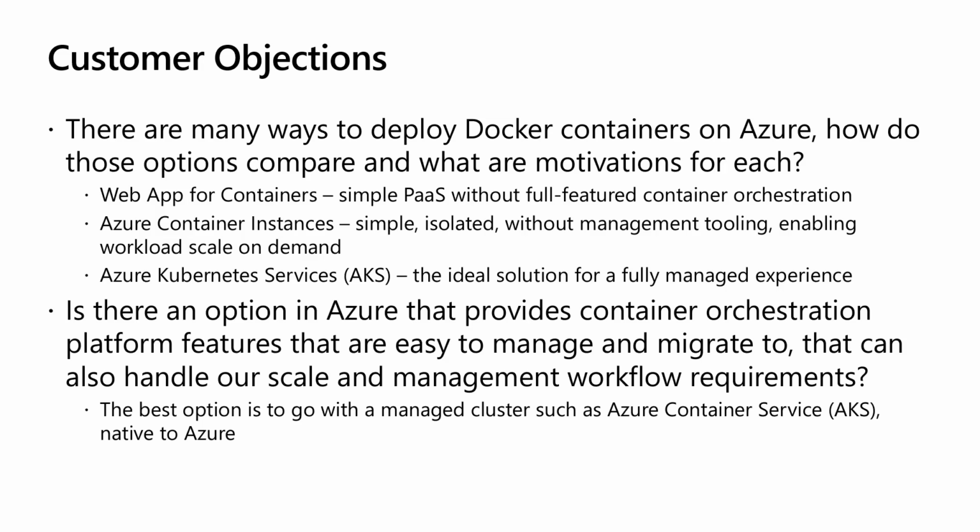Then you have Azure Container Instances, ACIs, which is a simple, isolated solution. It doesn't provide much of the management tooling needed for enabling workload scale on demand. So it's ideal for container bursting scenarios. And the final option is AKS, which provides scale on demand and a fully managed experience.